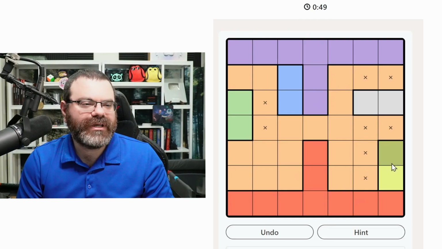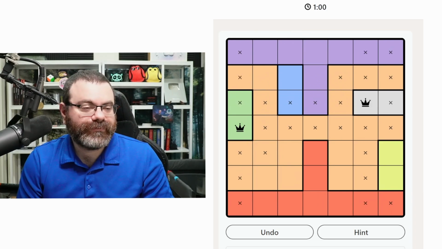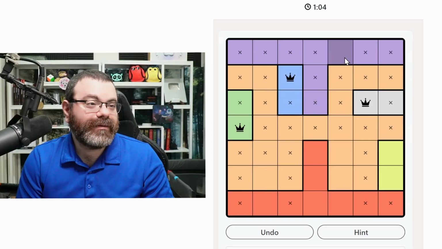If one of these is a queen, then the rest of the column can't be a queen. If one of these is a queen, the rest of the row can't be a queen. That puts a queen there. Oops. Puts a queen there. All right. That puts a queen there. And it puts a queen there. All right. Puts a queen there.